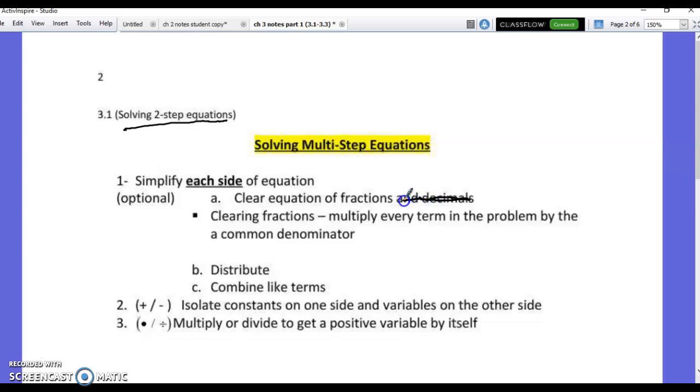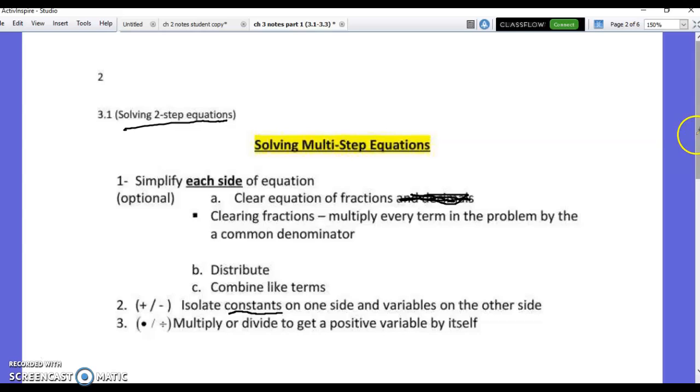We just do fractions. We can deal with decimals, especially since we're using calculators so much. You might want to clear the fractions to make things easier. You may have to distribute, which we've done in previous sections, combining like terms, another thing we've also done. And then after we do that, we add or subtract to isolate constants, which are terms without variables, on one side of the equation, and variables on the other side so that they're opposite of the equal sign of each other. And then we multiply or divide to get the positive variable by itself, which is kind of what we did yesterday.